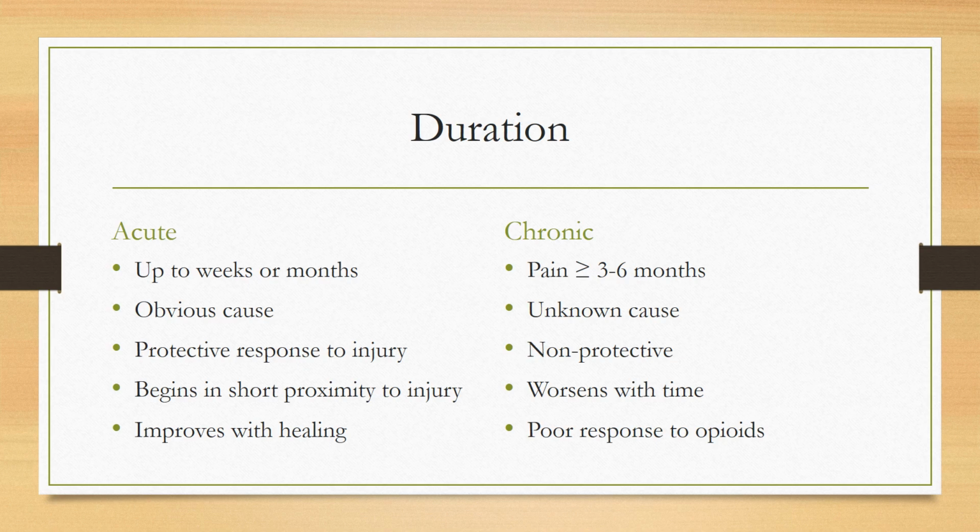And then we have our chronic pain. And so this is generally something lasting at least 3 to 6 months, usually longer. There's an unknown cause. It's not protective. So in other words, we don't know why they're in pain. They shouldn't be in pain. It's not really doing anything.